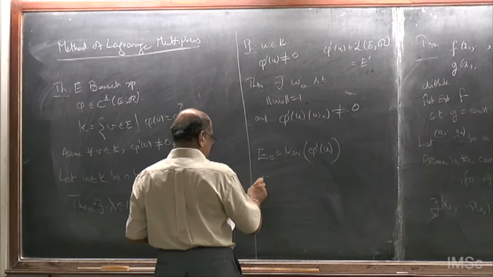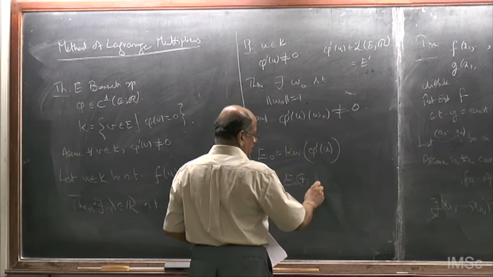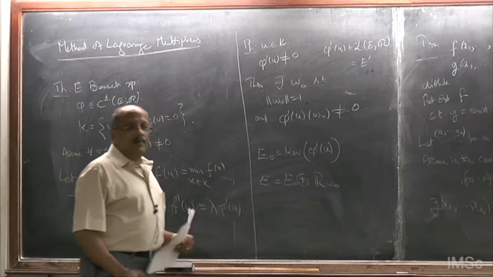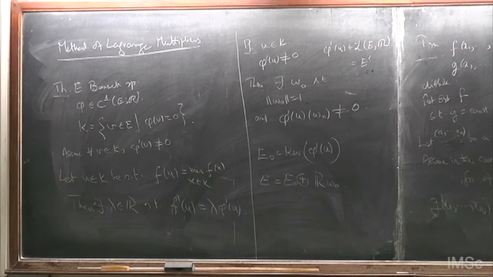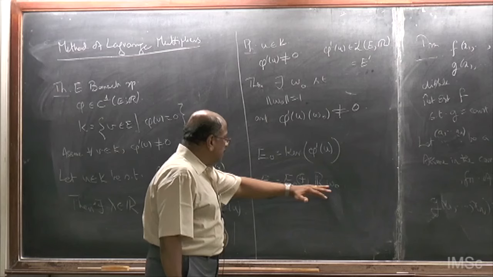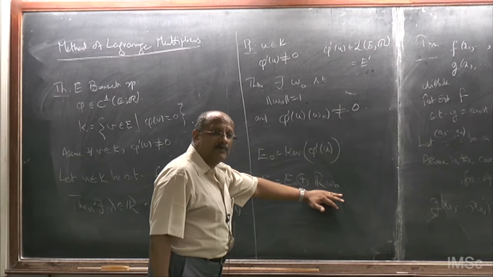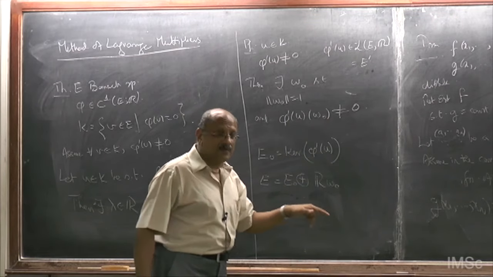So, I can write E as E naught direct sum R W naught, because the kernel always has codimension 1. You just now said if you have an n dimensional space, the kernel is n minus 1 dimensional. So, plus 1 dimension gives you the whole space. So, I can always write E as the direct sum of E naught, which is the kernel, plus the constant multiples of W naught, the one dimensional space generated by W naught, because that is not 0, so it will not be in the kernel.